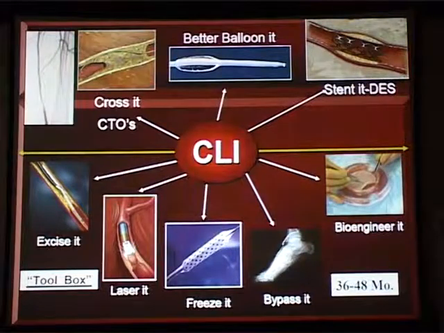If you see here, there is a large armamentarium of different methods of revascularization, starting from bypass surgery and revascularization with different debulking systems and materials developed nowadays, and angiogenesis, of course, beyond medical therapy.